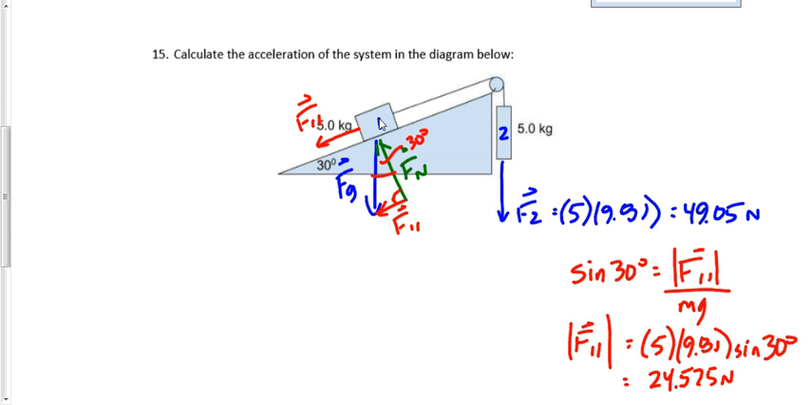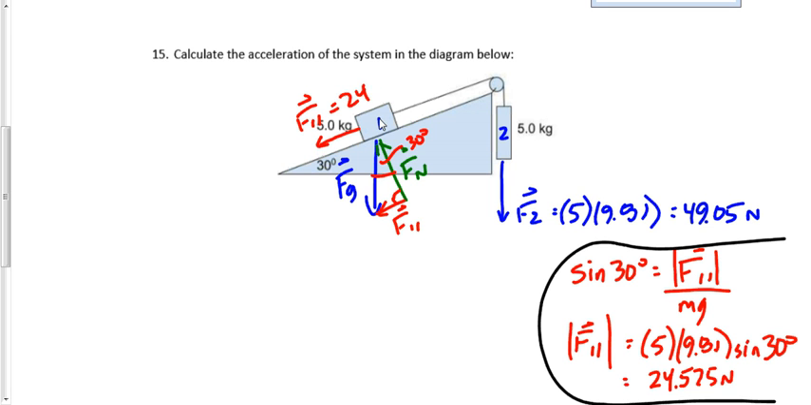Let's box that off, because that's kind of what makes it different than the rest of the questions. And then let's label that 24.525 newtons. We're good?